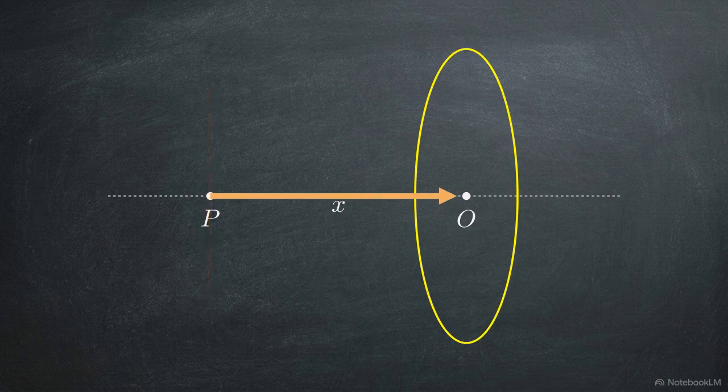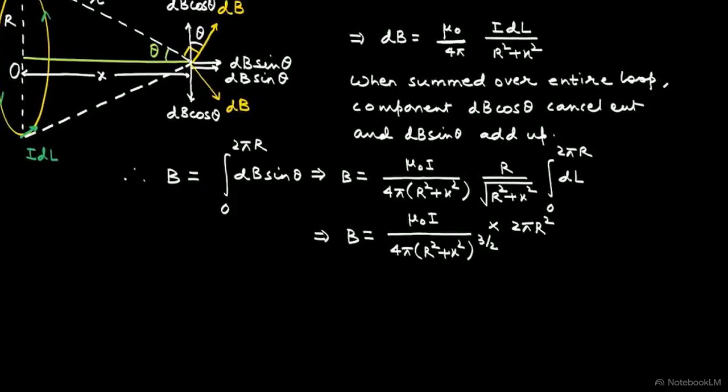Returning to the mathematical derivation, we calculate the total magnetic field B by integrating these surviving axial components over the entire loop, from 0 to 2πR. We substitute the sine term using the dimensions of our right triangle, capital R over lowercase r. We also substitute lowercase r squared with capital R squared plus x squared. Integrating around the loop multiplies our constant terms by the total circumference, yielding our final derived formula for the macroscopic magnetic field along the axis.